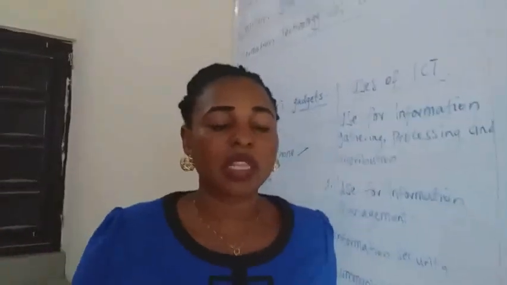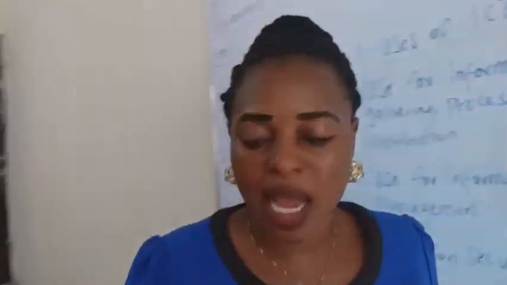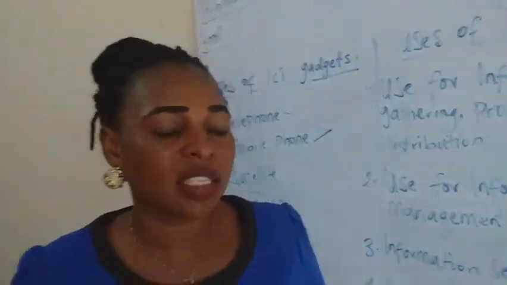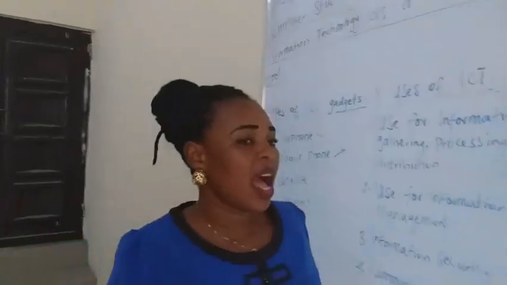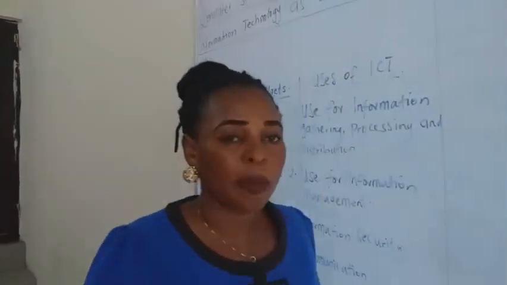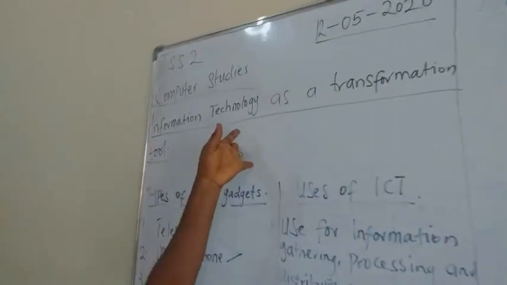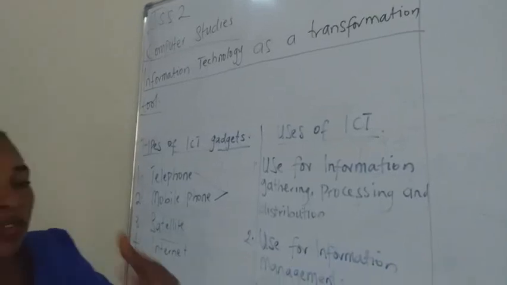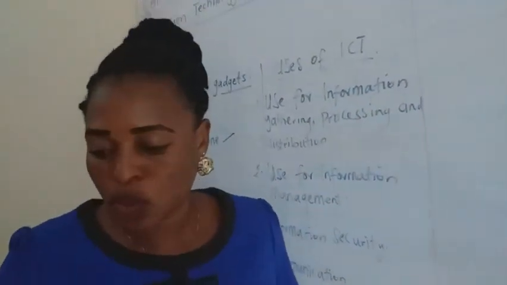Advantages of ICT. Remember, when we say advantages, we mean the benefits, the good things, the good sides. What are those things that ICT does to us that is good? What is that thing that ICT does to the society that is good? How has ICT transformed the society positively? Remember, our topic says information technology as a transformation tool. Now, we are going to look at the positive transformations that ICT has given to our present society.